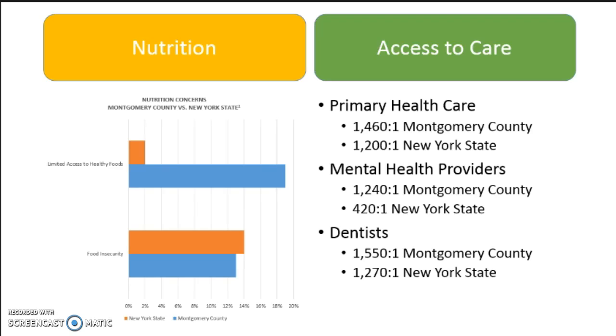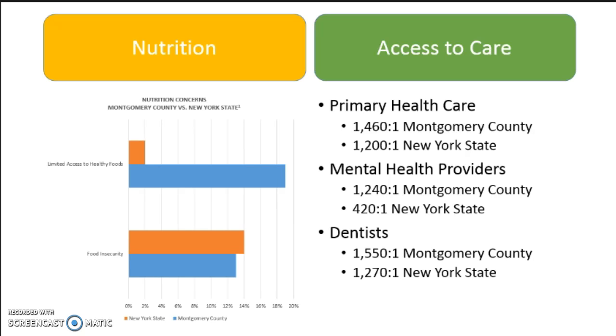Nutrition in Montgomery County is also of great concern. While only 2% of those living in New York State have limited access to healthy foods, 19% of those living in Montgomery County have difficulty accessing healthy foods. Additionally, 13% of those living in the county have experienced the lack of reliable food source at some point in the last 12 months. Nutrition plays an important role in maintaining good health and preventing diet-related chronic diseases such as obesity, diabetes, and cardiovascular disease.